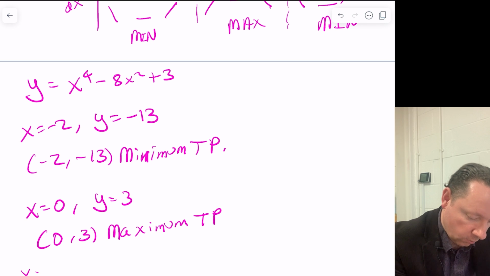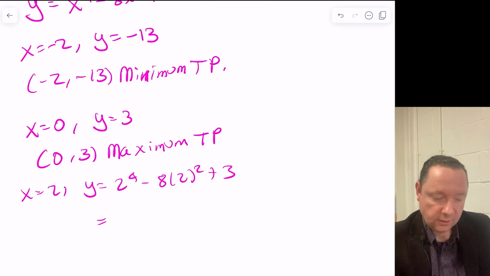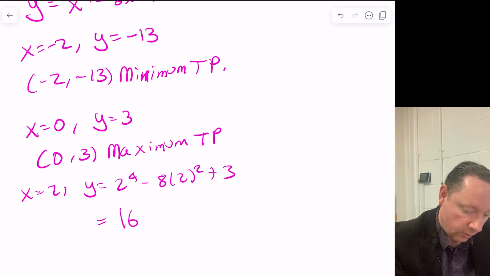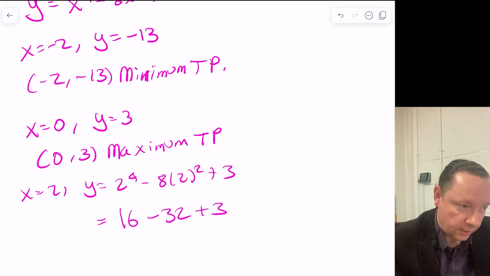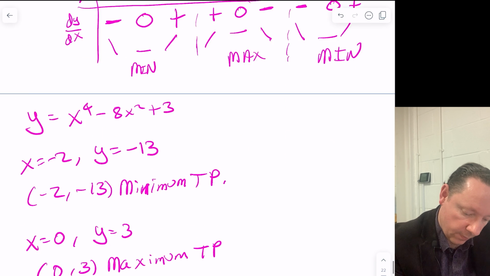And when x equals 2, y equals 2 to the 4 minus 8 times 2 squared plus 3. Just to show you, 2 2s are 4, times 2 is 8, times 2 is 16. 2 2s are 4, 4 8s is 32, plus 3. 16 minus 32 is minus 16. Minus 16 plus 3 is minus 13. So 2, minus 13 is a minimum turning point.